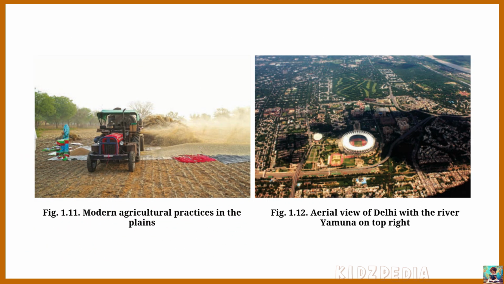Figure 1.11 Modern agricultural practices in the plains. So farmers use machines like tractors and harvesters along with irrigation methods to grow crops more efficiently. These modern methods help in increasing crop production, saving time and labor and making farming more productive and profitable. And this figure shows an aerial view of Delhi, which means the city is seen from above. You can also see the Yamuna river on the top right side. This shows how rivers flow through the plains and support cities by providing water.